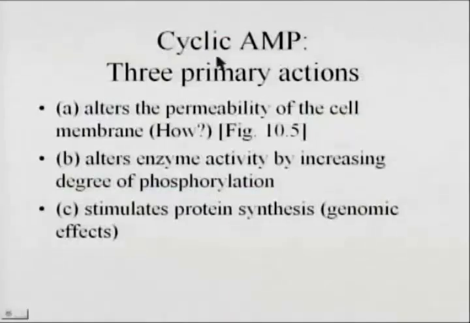So the cyclic AMP can have 3 primary actions. It can alter the permeability of the cell membrane. How? Well, we've seen that before. Figure 10.5 illustrates it. It alters enzyme activity by increasing the degree of phosphorylation. It activates protein kinase A, which goes on to phosphorylate and activate, and goes on and on and on. And it can stimulate protein synthesis, having genomic effects.